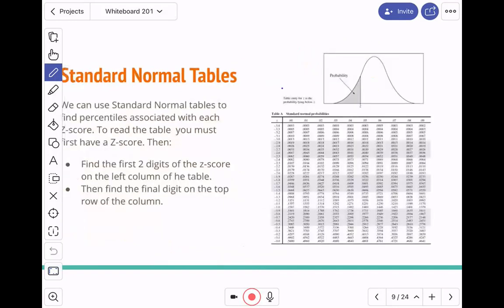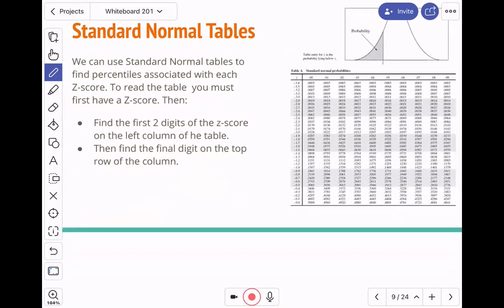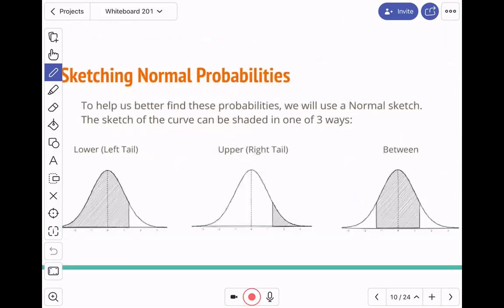So we're going to use these tables first, but we'll probably go to Excel in a few. I feel like maybe your homework might make you use a table, so I'll show you how to use a table to do this. What I do, and this is how I learned it too, is I always sketch curves. Now, do you have to sketch a curve? Not really. But I want you to get in the habit of sketching curves, because when you sketch a normal curve, they help you see what you're calculating.